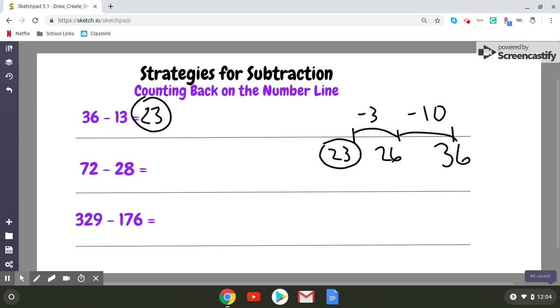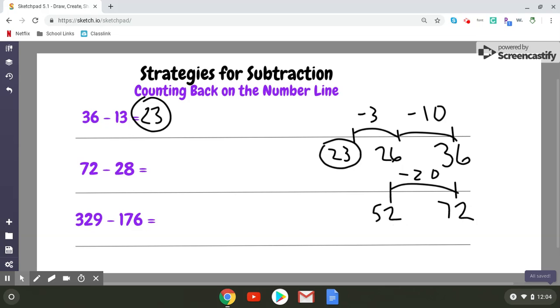Now, for this next problem, there's regrouping required here. So if we were doing the algorithm to subtract it, we would have to regroup. You're going to notice that that becomes more of a problem when we're counting back on the number line too, and that's why we have to use that going through a 10 strategy. So I'm going to start here with 72, and now we have to count back 28. So I can count back 20 without a problem, minus 20, and I get back to 52.